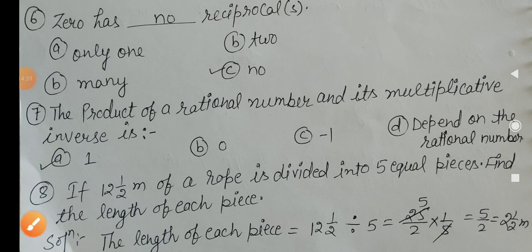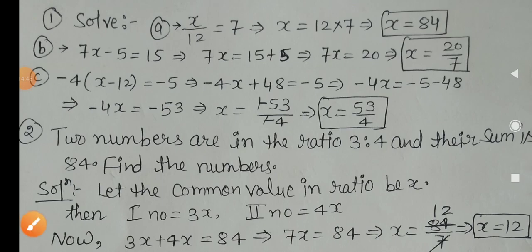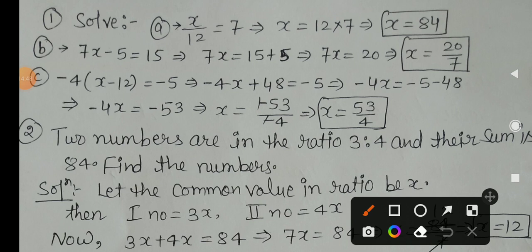Student, now we have to explain the next question, which is on your screen. This question is related to exercise 6.1. Some equations are given, and you have to solve these equations and find the value of x. The question is x upon 12 is equal to 7. To find x, 12 is multiplied with 7, so x is equal to 12 into 7. Now 12 times 7 is 84, so x is 84.